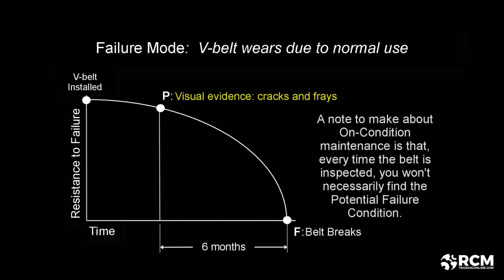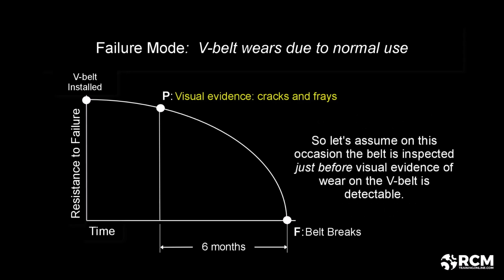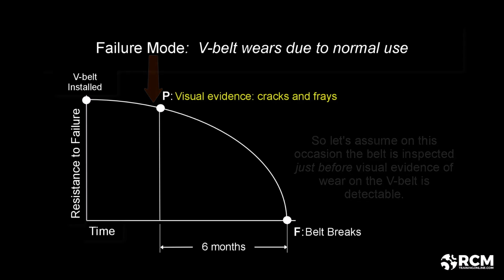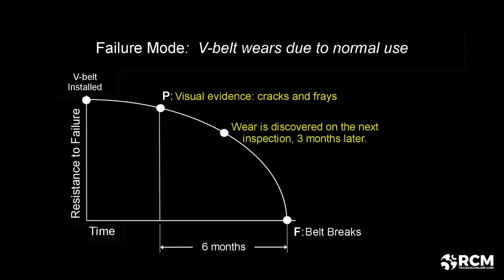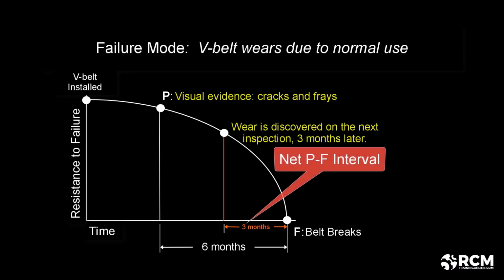A note to make about on-condition maintenance is that every time the belt is inspected, you won't necessarily find the potential failure condition. So let's assume on this occasion the belt is inspected just before visual evidence of wear on the V-belt is detectable. So during the time between the next inspection, visual evidence of wear develops. However, the wear isn't discovered until the next inspection, which is 3 months later. That means that there's a minimum of 3 months remaining before the belt breaks. In the context of RCM, this is referred to as the net P2F interval.